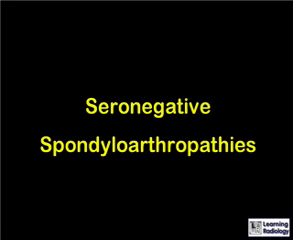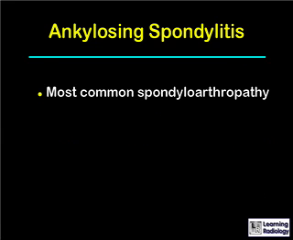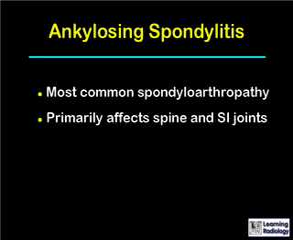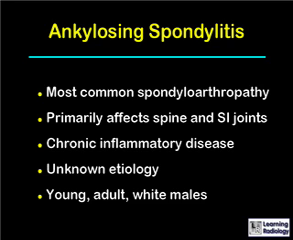Seronegative spondyloarthropathies. Ankylosing spondylitis is by far the most common. It primarily affects the sacroiliac joints and the spine. It is a chronic inflammatory disease. Most patients are HLA-B27 positive and rheumatoid factor negative. The etiology of it is not known, and it tends to occur in young, adult white males.